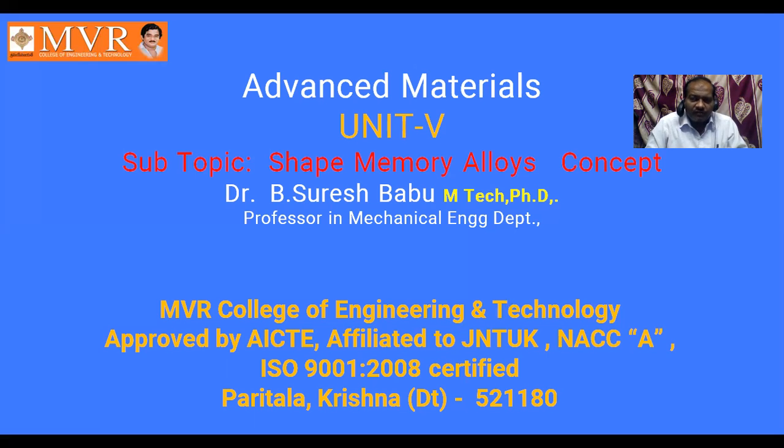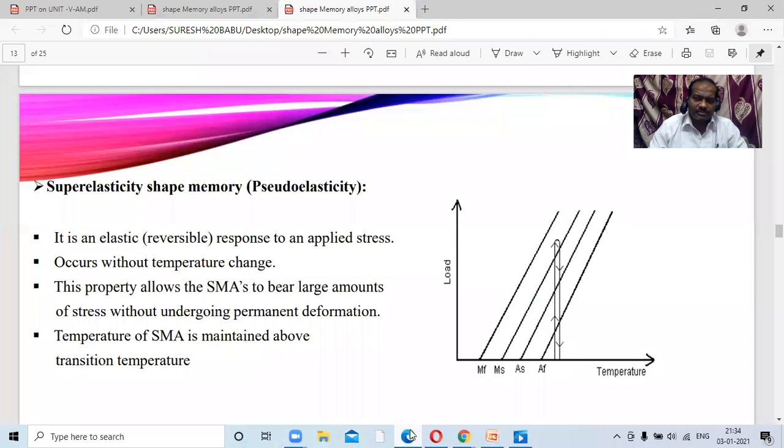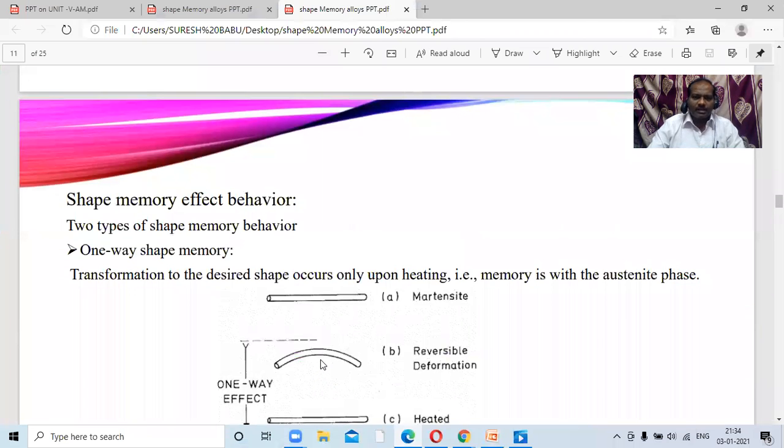What is a one-way shape memory alloy and what is a two-way shape memory alloy, that I will show you. If you observe this concept, this one way, then we can easily understand it. Let us have that previous concept of one way and two way, and then we'll go for the remaining things.